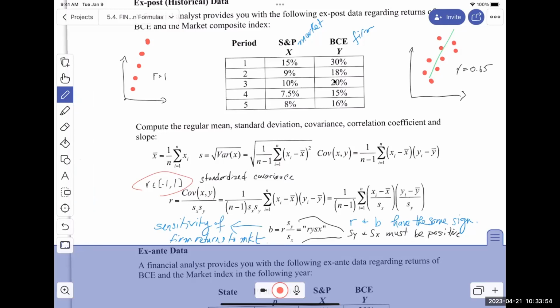So it's a sensitivity of the firm returns to the market returns. And we give it a special name. Do you know the name? Beta. So that's beta. It's just a slope from statistics. But in finance, using these variables, market returns and firm returns, you interpret it as a beta.